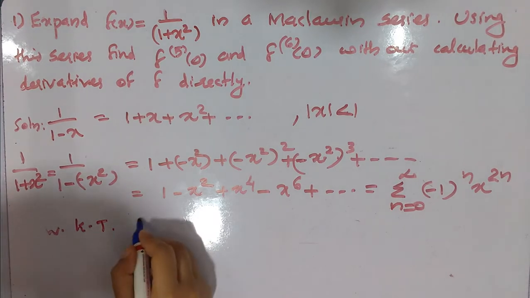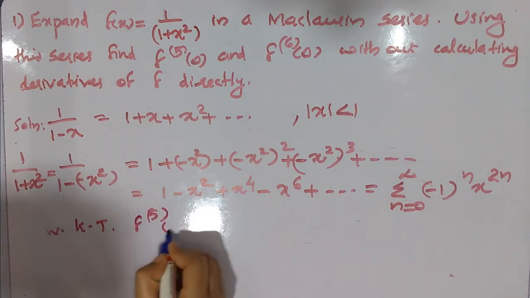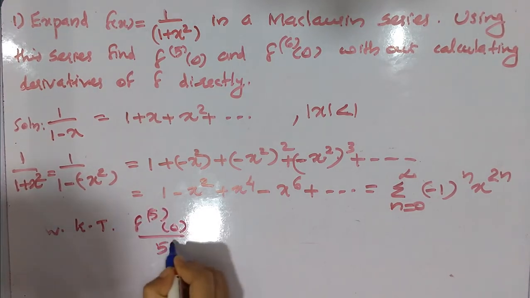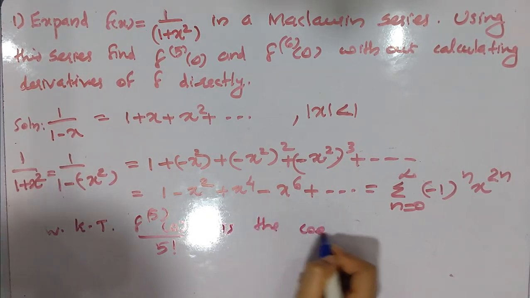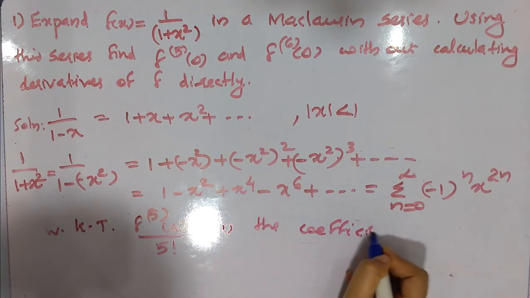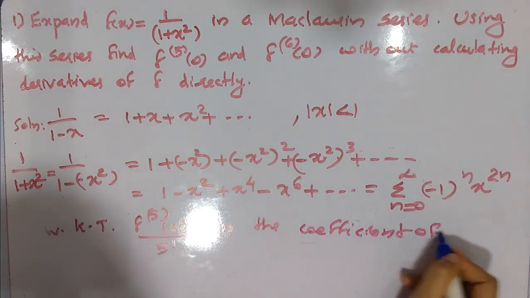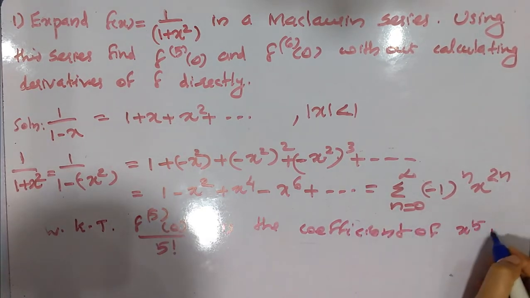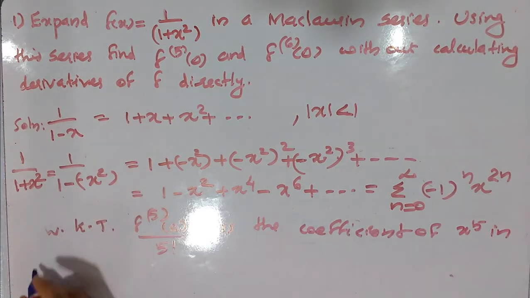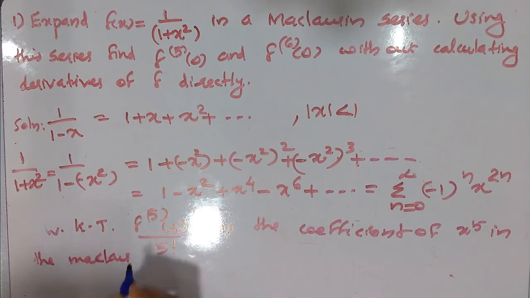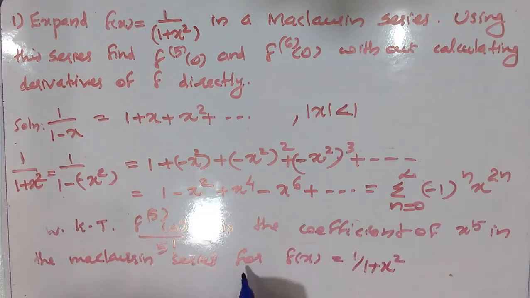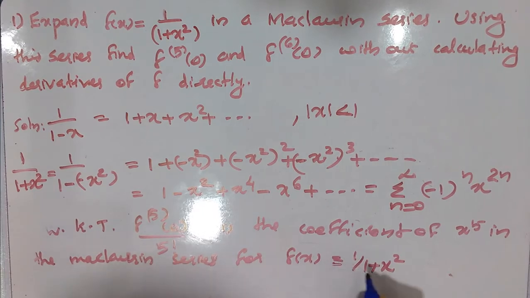We know that f5 of 0 by 5 factorial is the coefficient of x raised to 5 in the Maclaurin series for f of x equal to 1 by 1 plus x square.